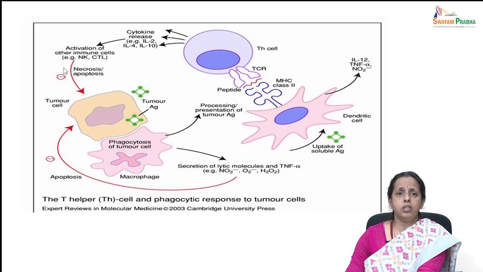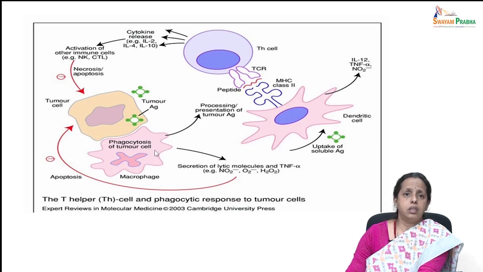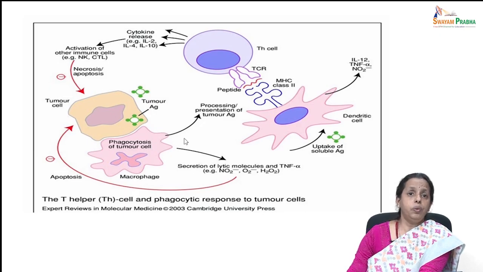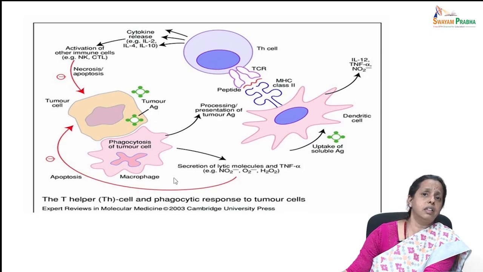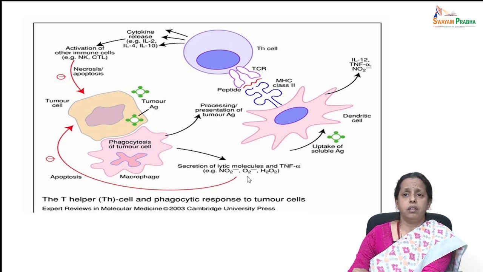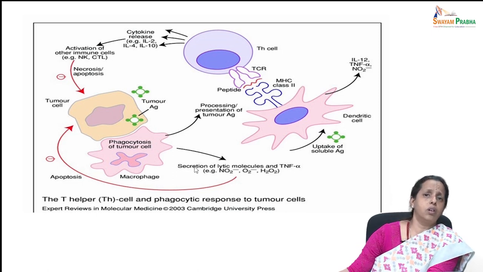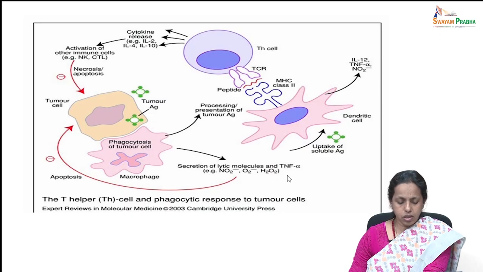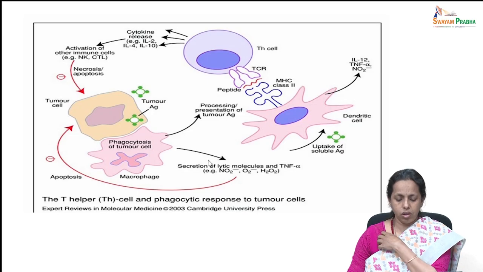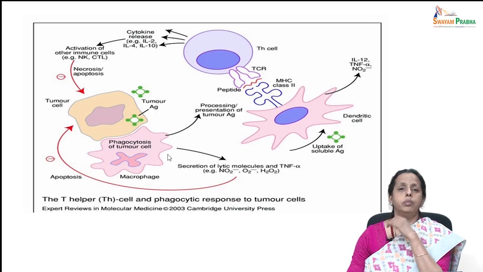And the macrophages also secrete lytic products like nitric oxide, superoxide anions, hydrogen peroxide, in addition to TNF alpha. And then you even have dendritic cells here, which will also secrete IL-12, TNF and nitric oxide. This is all the T helper cell and phagocytic response to your tumor cells.